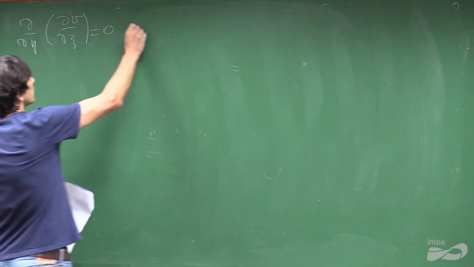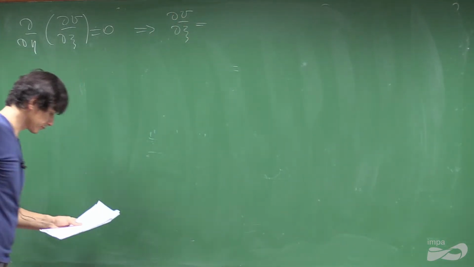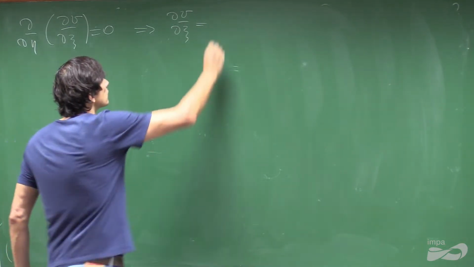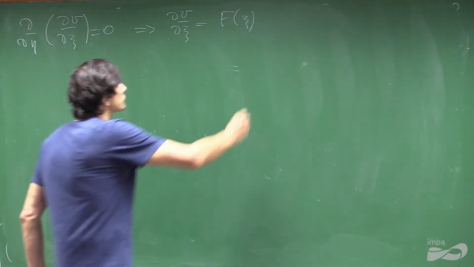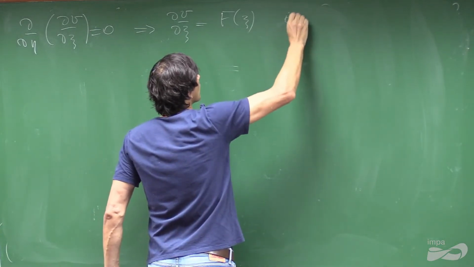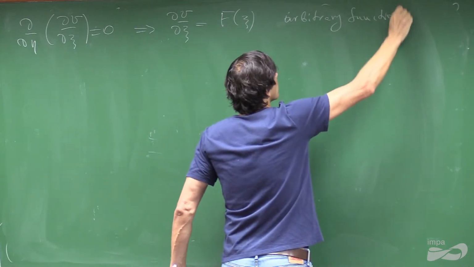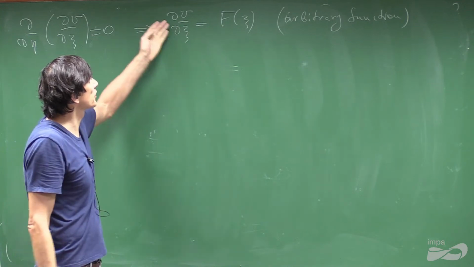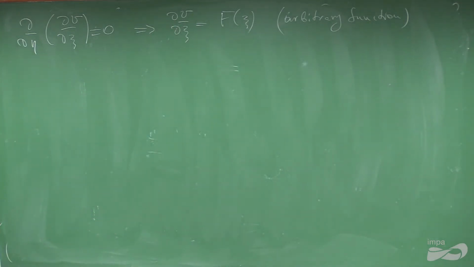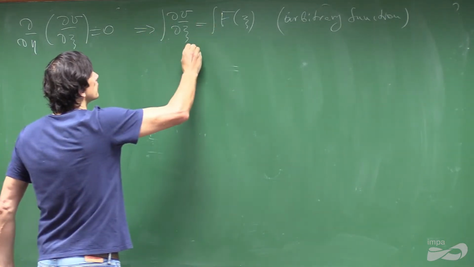So it means that this function which is inside is an arbitrary function of psi. It does not depend on eta, but still it can depend on psi. Arbitrary function. But the next step is it's a derivative with respect to psi, so that we can integrate this expression. We take integral from both sides.